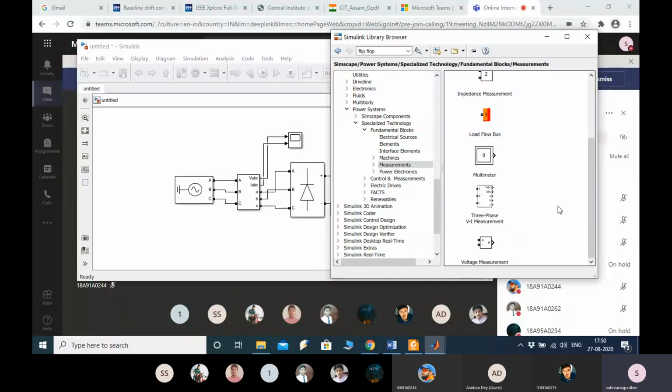That's why we are giving much emphasis on the use of MATLAB as well as Simulink over here, and students should know how to do it. Hands-on practice should be there.